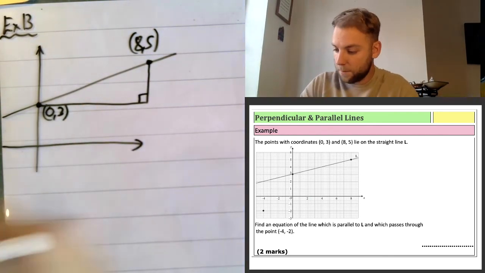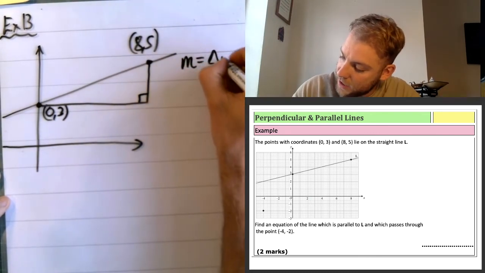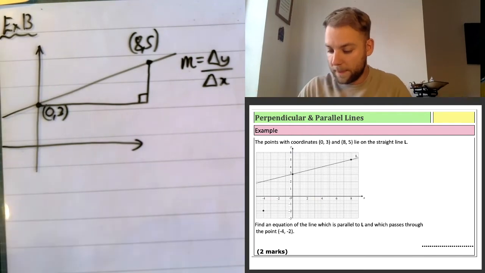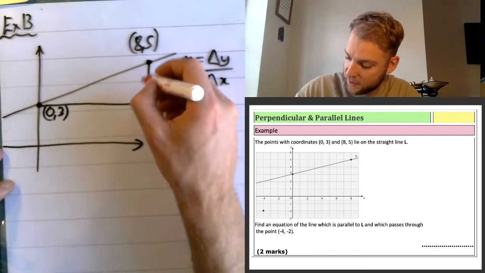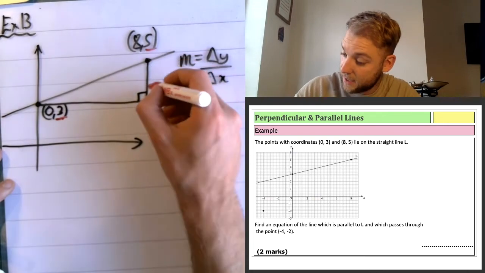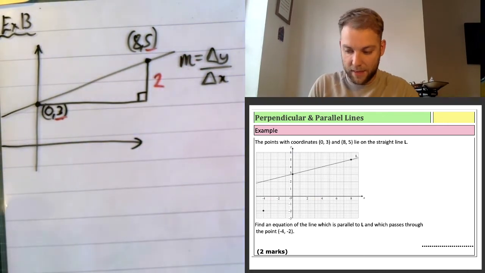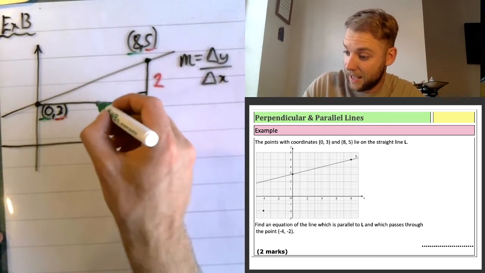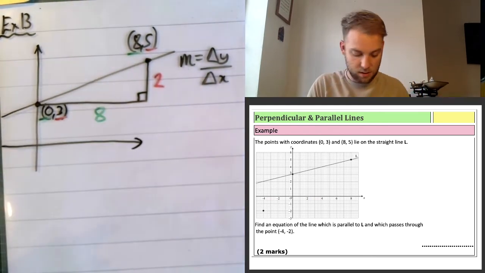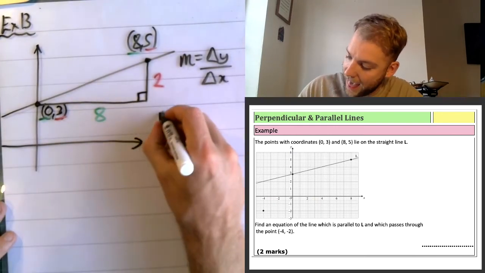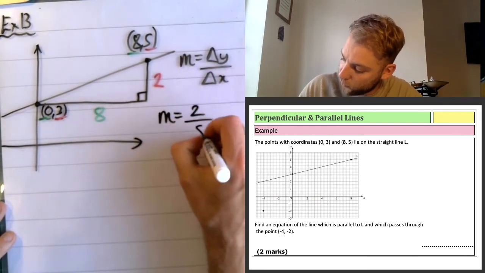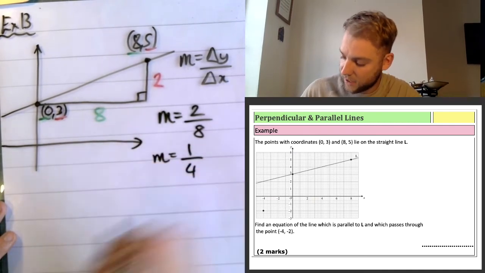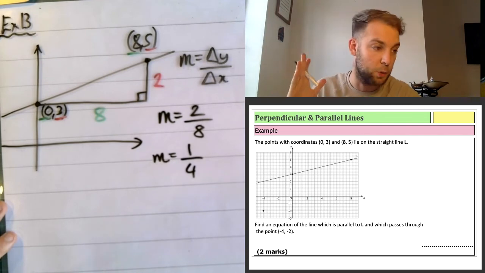So remember, my gradient m is equal to the change in y over the change in x. So from 3 to 5 is 2 up. And then how far across? Well, it's going from 0 to 8, which in this case is 8 across. So my gradient is going to be m is equal to 2 over 8. Now, how many times is 2 going into 2? Once. How many times is 2 going into 8? 4 times. So I've got a gradient which is a quarter.